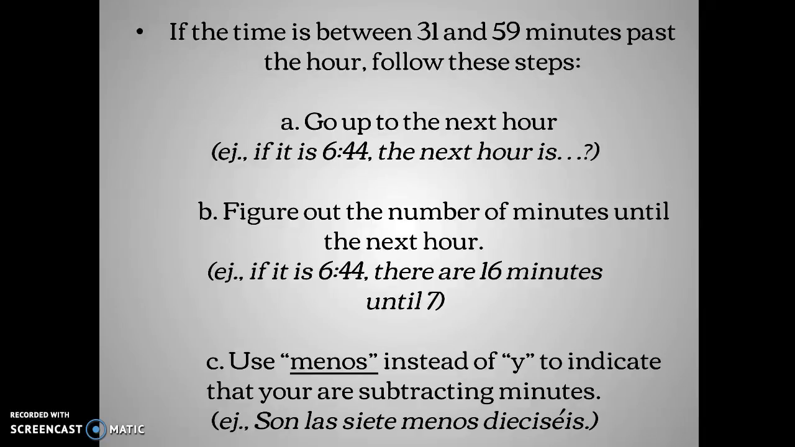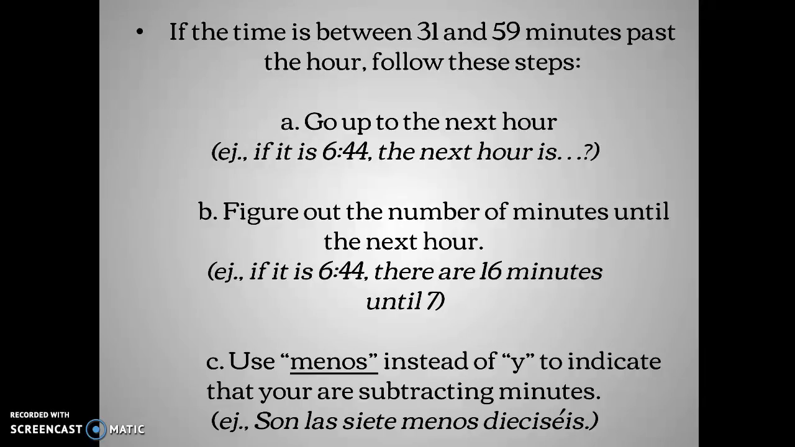If doing math in your head is not your thing, the easiest thing to do is going to be to take 60, the number of minutes in any hour, and subtract the number of minutes that are given in the time. So for example, if we take 60 minus 44, we're going to end up with that there are 16 minutes left until 7 o'clock.